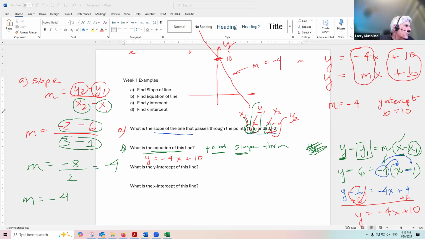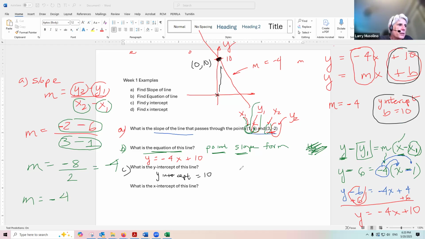All right, let me go to part C of the question. Part C says, what is the y-intercept of this line? Well, we know that because we just compared our equation to y equals mx plus b, and the y-intercept was 10. So our y-intercept is 10. Now, I could write that in the xy notation. This would be 0, 10. Because to get to this black dot, I would go horizontally nowhere and then vertically 10. So another way to write the y-intercept is 0, 10.